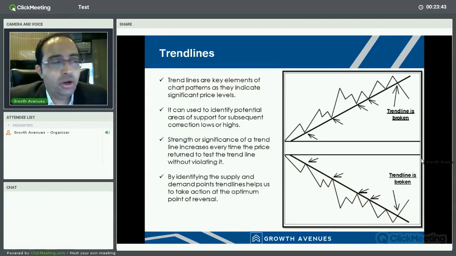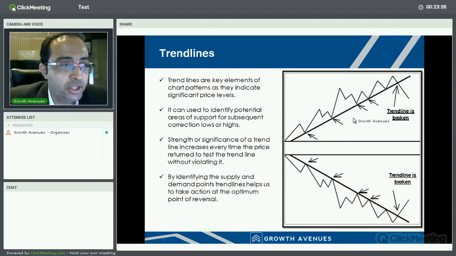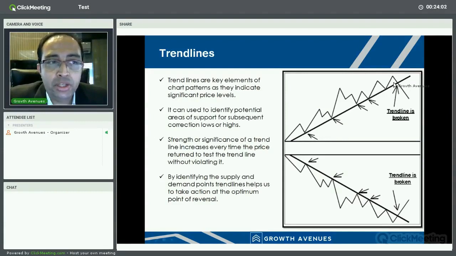Trend lines are the key elements which indicate to you what are the significant price levels on which one could take action. As you can see on the line diagram, if it's an upsloping trend line, it's called an ascending trend line, which continuously gathers support. And then once the support is broken, you can consider it as a shift in bias.